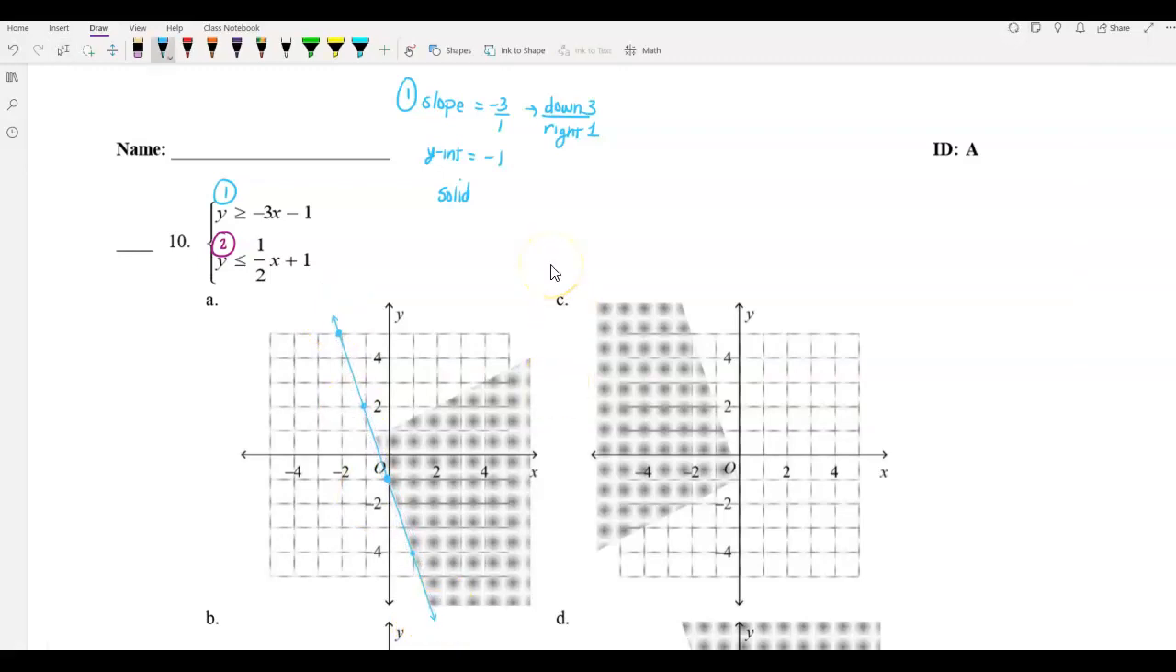Now we do our test point at 0, 0. So is 0 greater than or equal to negative 3 times 0 minus 1, which is 0 greater than or equal to negative 1. That is true. So shade the same side as 0, 0, which means we're shading to the right. So we're all on this side.